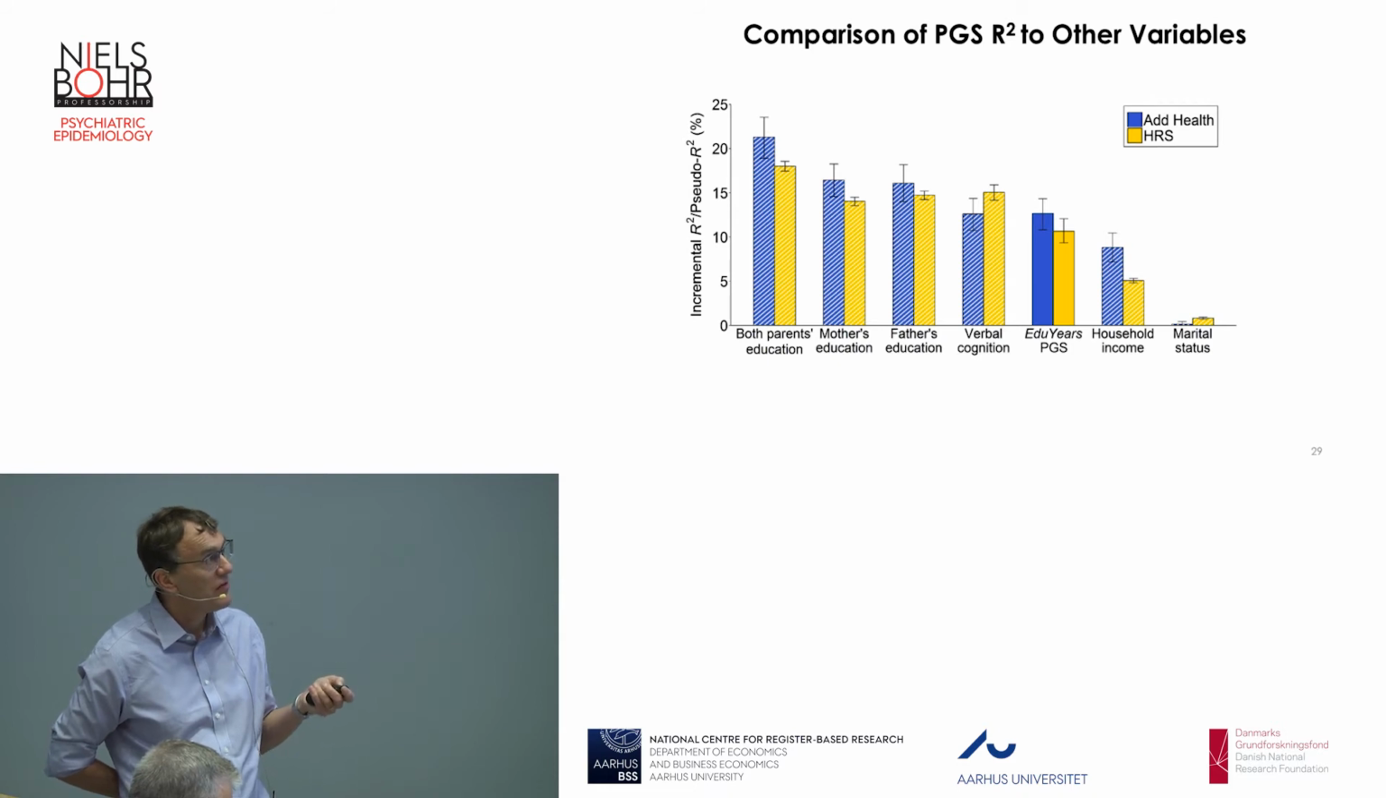But if you look at predictors like household income, which is used in the social sciences, then it doesn't do as well as your genetic predictor, or marital status, for example.